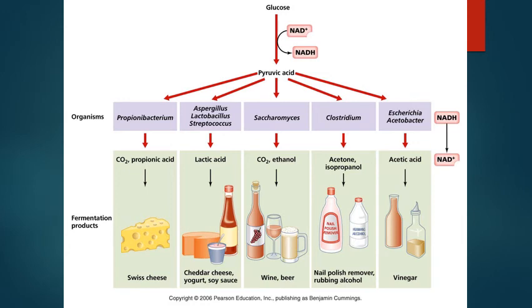This actually shows that your glucose is converted to pyruvic acid during the fermentation. During the fermentation, not all is oxidized or not all is consumed. So, there is a product like your Propionibacterium. It has your propionic acid and your carbon dioxide. Usually, the fermentation product would be Swiss cheese. Okay? If it is Aspergillus, Lactobacillus, Streptococcus, it would produce lactic acid. It can actually produce soy sauce, cheddar cheese.